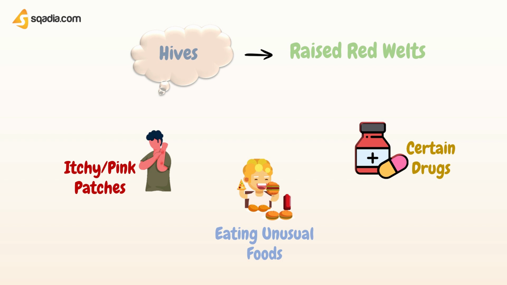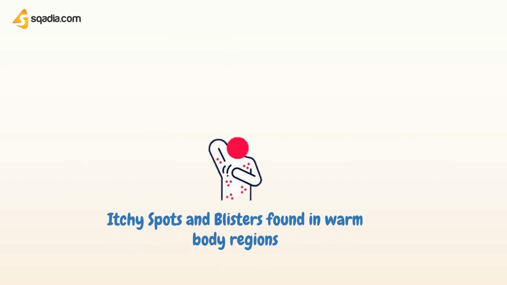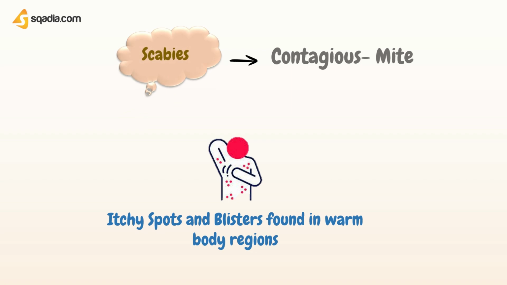What if your patient has a skin problem with itchy spots and blisters often found in warm body regions, such as between fingers, near the nipples, navel, knees, and groin? Then these symptoms might be caused by scabies, which is a contagious skin condition caused by mites.